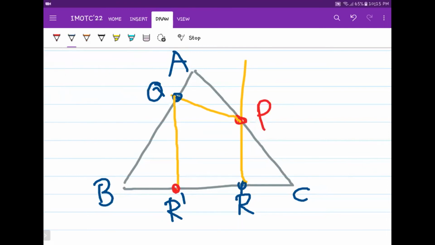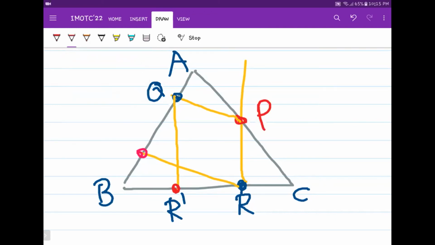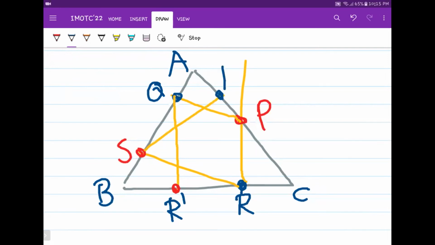What next? Then draw another perpendicular from R to AB. Oh, like now you want to move in the opposite direction? Yes. Oh, okay, cool. Now say this is red in the worst case scenario, right? And now draw a perpendicular from this to AC. In the worst case scenario, this is blue.